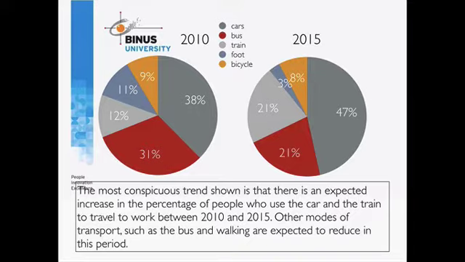Other modes of transport, such as the bus and walking, are expected to reduce in this period. So that's some examples using bar charts, line charts and pie charts of overviews. Once again, as I said, look at that graph, think what are the biggest changes or the biggest trends, and write those in a paragraph of about 3 or 4 sentences to describe those most important features. And that would be your overview paragraph.